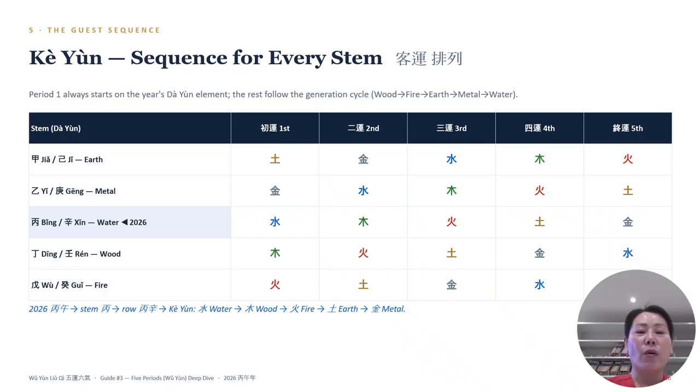Notice that every row is just the row above shifted along by 1 step. That's the generating cycle in action. So you don't really need to memorize the grid. Once you know the year's element, you can generate the whole guest sequence yourself just by walking wood, fire, earth, metal, water. The line at the bottom shows the full 2026 guest sequence we'll use in the worked example.